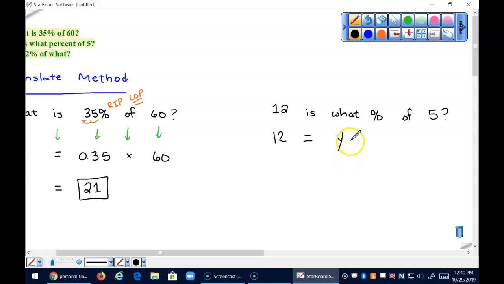Multiply. I don't know what you would multiply. Just y times 5? Yep. 12 is y times 1. Okay. And so then I divide. Oh wait, no. Yeah, divide. Yep.